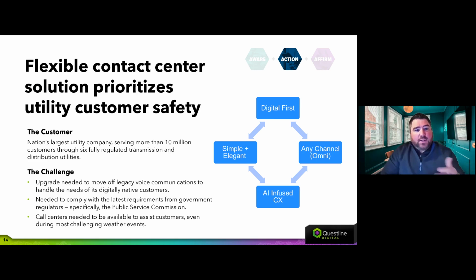I want to give another case study. This is for a very large utility, one of the largest utilities that I was blessed to work with on a transformation project. This utility serves more than 10 million customers through 6 fully regulated transmission and distribution utilities. Their challenge was that they were on antiquated systems. From a telephony perspective, they wanted to transform and become digital first. They also had an experience where they received a serious fine from the governing agency, the Public Service Commission, because during an outage they were busying out phone calls and couldn't handle the incoming volume, which drives a regulatory fine.